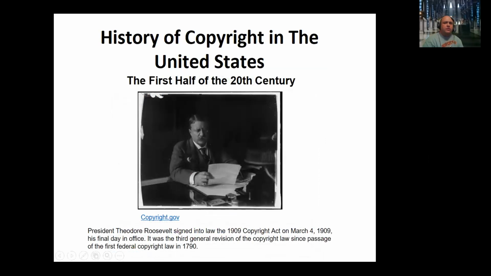So now we move in, and that was the 19th century. I do apologize, I had not mentioned that earlier. But now we're into the first half of the 20th century, and here we see Teddy Roosevelt, in 1909, signing into law the Copyright Act on May 4th, 1909. And at this time, this was the third general revision of the copyright law since its original passage.